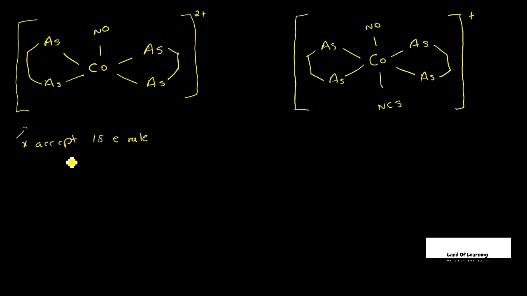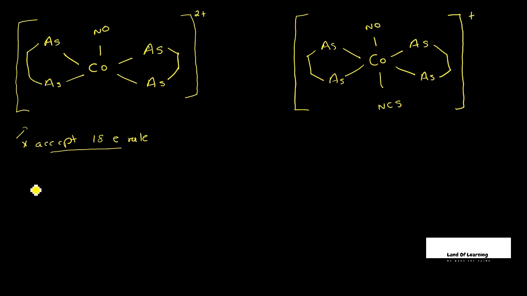Okay, now the hint says it accepts the 18 electron rule. So I'm going to find this complex's number of electrons without taking the nitrosyl. They are accepting the 18 electron rule, which means the total number of electrons should equal 18. So I'm going to forget the nitrosyl is there, take all the electrons of the others, and see what the difference is between 18 and the number of electrons I get. Let's do it.